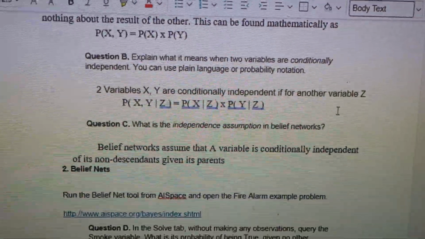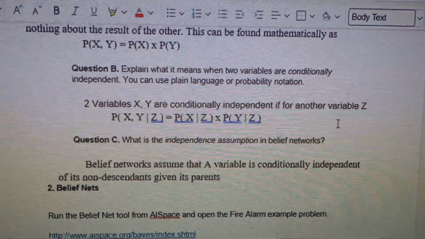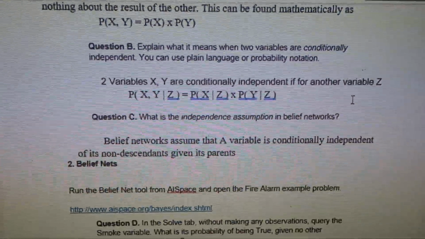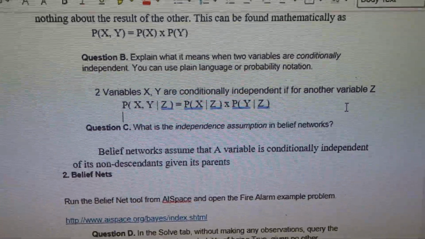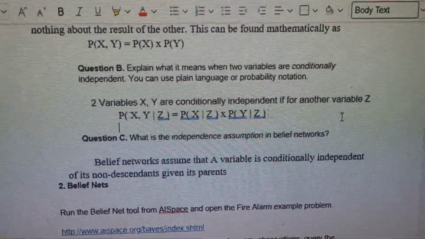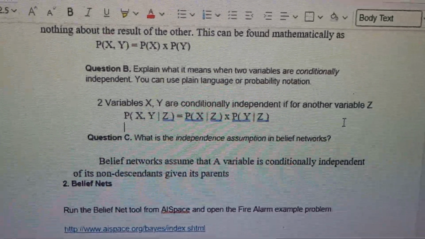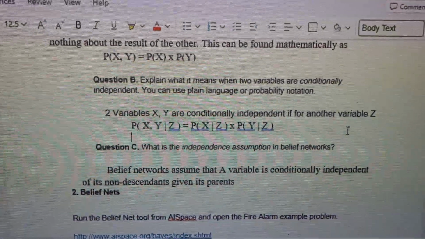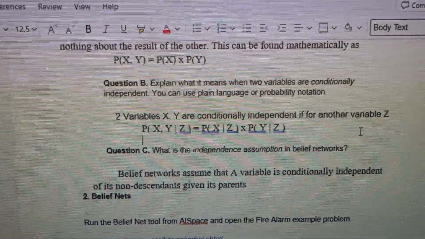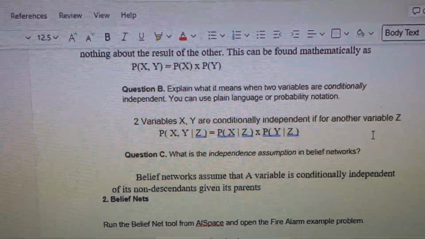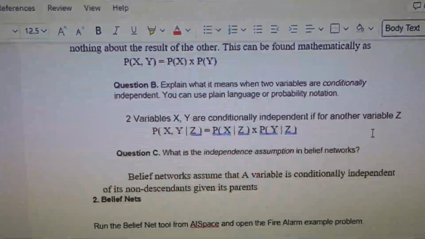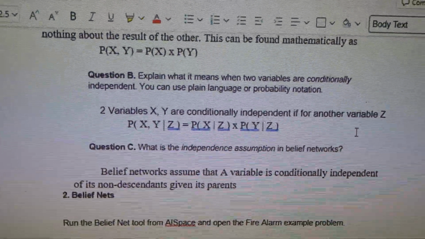Now, question C, what is the independence assumption in belief networks? First, we have to explain what a belief network is. A belief network is a tree made up of nodes, and a node's descendants are the variables that depend on the node's value, so whether the node happens or not, so true or false.